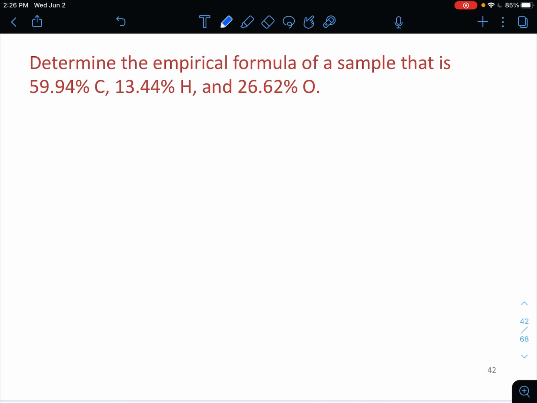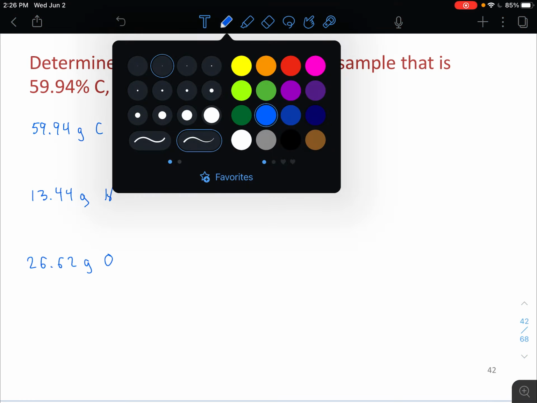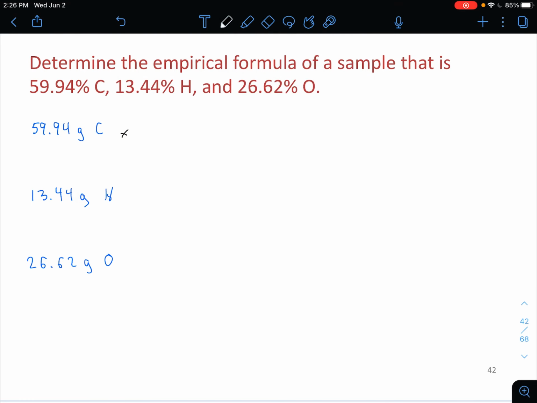So I've got carbon, hydrogen, and oxygen in this case. It's in percentages, but I'm just going to convert them all to grams right away. So 59.94 grams of carbon, 13.44 grams of hydrogen, 26.62 grams of oxygen. And then, one by one, I'll convert them into moles.